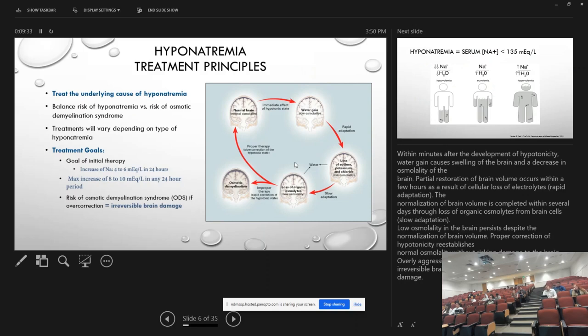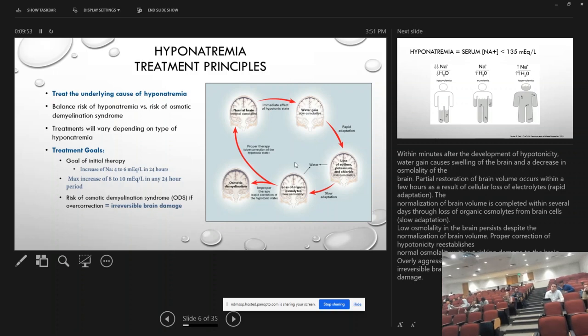So other principles, I mentioned treating the underlying cause. So you should be able to identify the underlying cause. For us, as pharmacists, there's a lot of drugs that can cause hyponatremia. So we want to identify if the patient is on any of those medications or drugs. That's why a good medical history is very important. You want to balance the risk of hyponatremia versus the complications of treating the patient too rapidly. The biggest complication for hyponatremia would be osmotic demyelination, and that would be a too rapid correction of the sodium level.